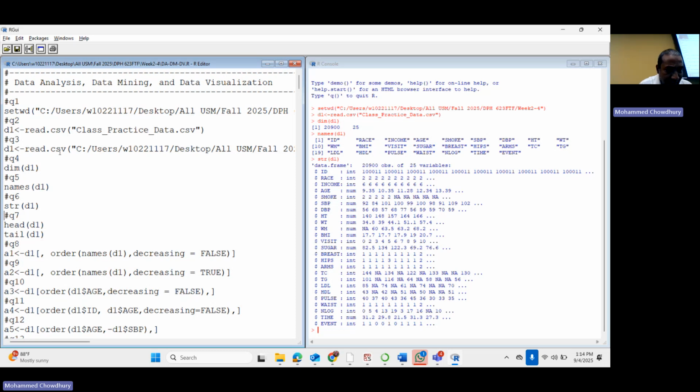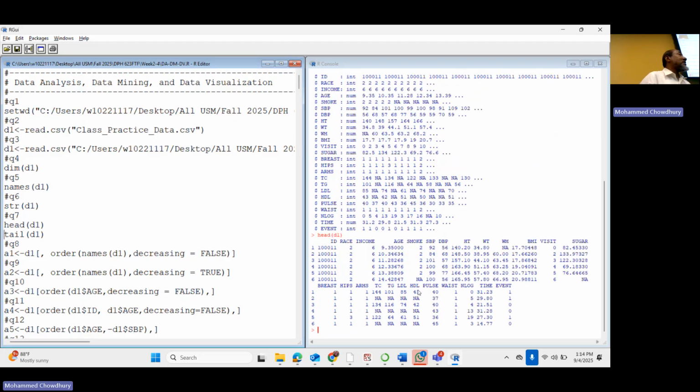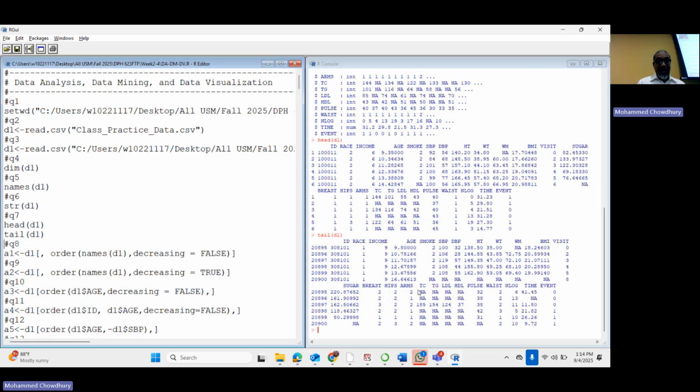So now structure is done. After structure, I want to go to question number 7, which is asking me to take a look at the first 6 rows of the data, which can be done by running the code head D1. D1 is the name of the data. If you write head, the first 6 rows of the data will be shown. And if you want to take a look at the last 6 rows of the data, you can run this. This shows the last 6 rows of the data.